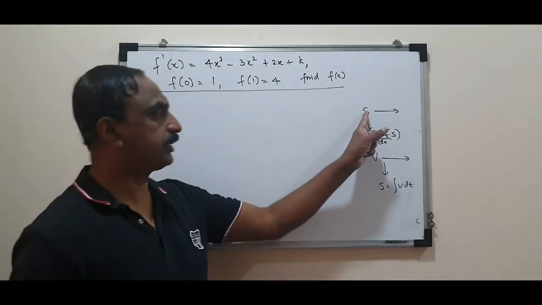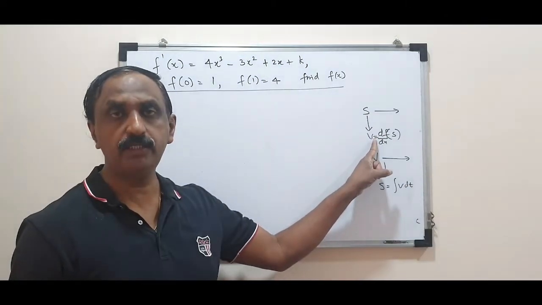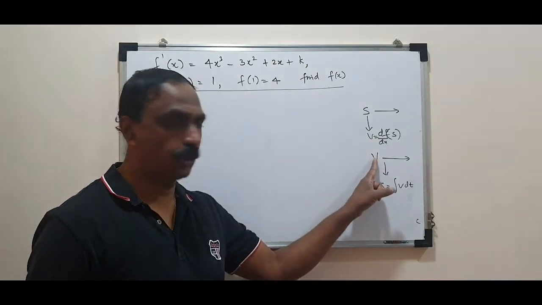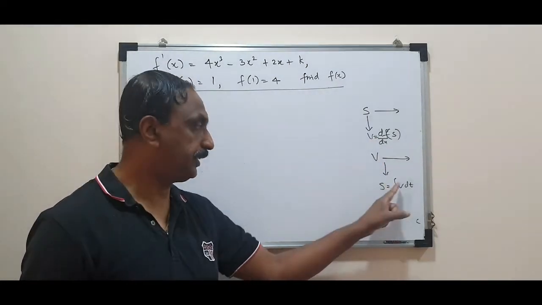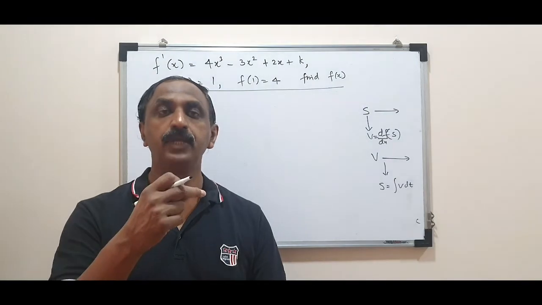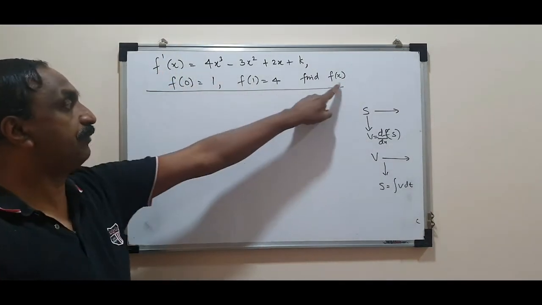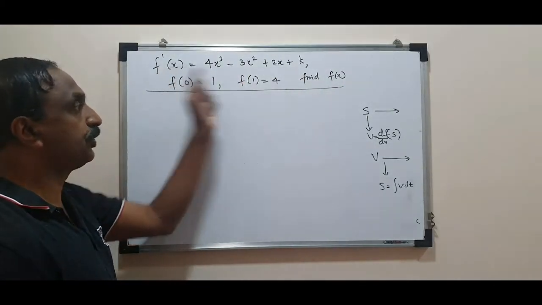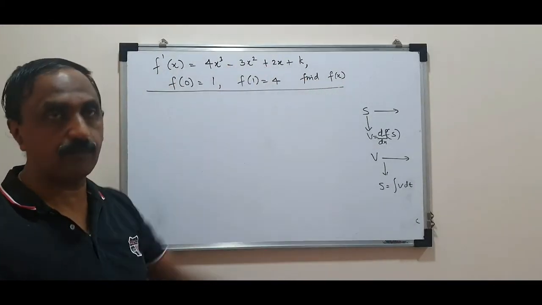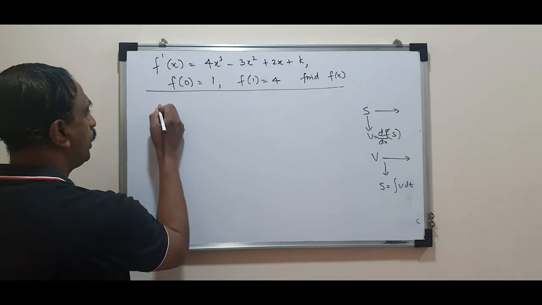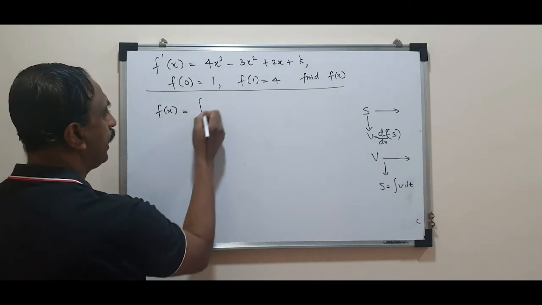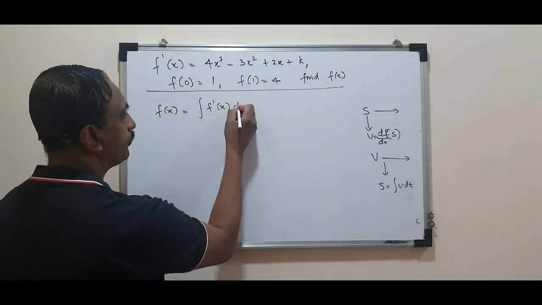So whenever displacement is given, you want to find velocity, differentiate. Velocity is given, you want to find the displacement, integrate. So integration is the reverse process of differentiation. So here the derivative is given and we want to find the function. So what you must do? If I integrate this, I will get the function. So let's integrate it. So f of x is nothing but integral of f dash x dx.